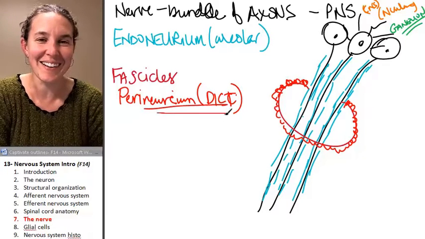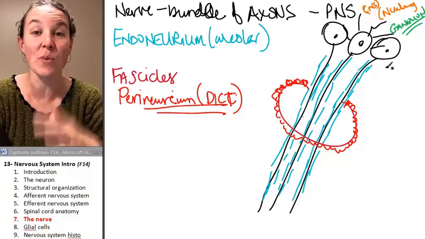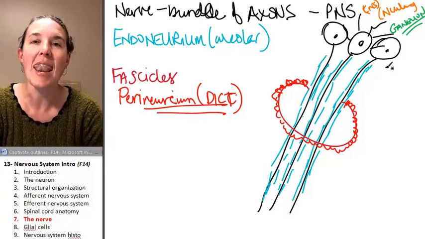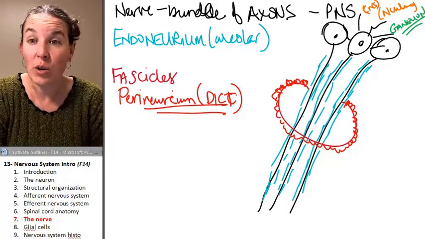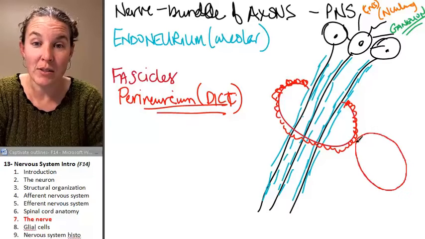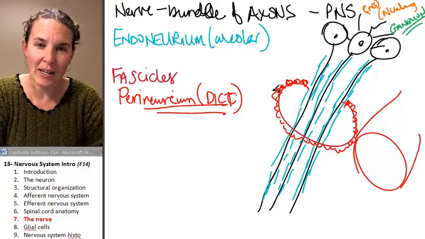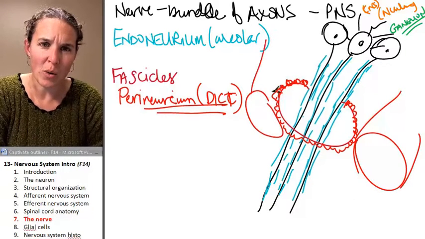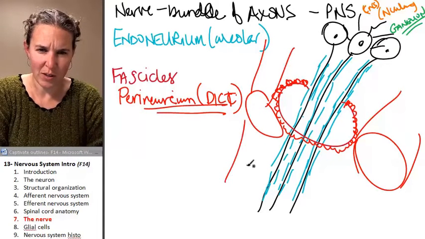The perineurium is dense, irregular connective tissue surrounding the entire fascicle. Now, of course, you are going to imagine bundles of fascicles, right? Making up your nerve.